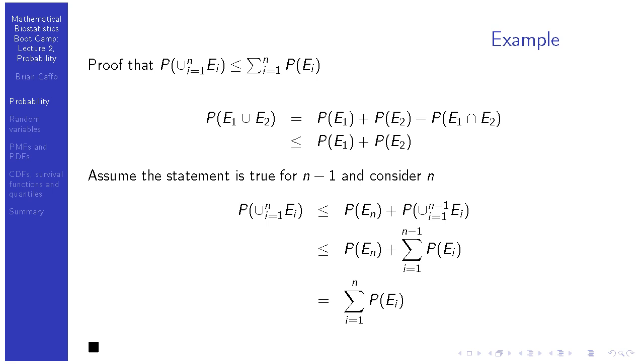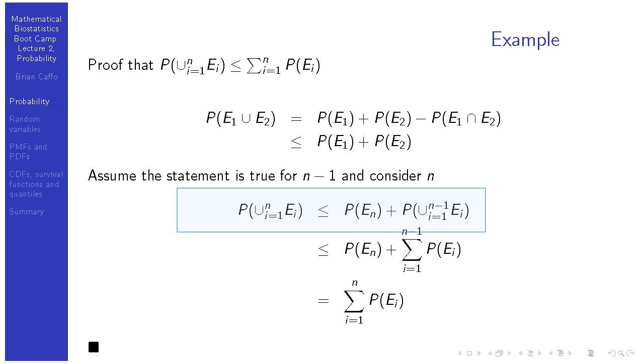Now let's assume the result is true when we have n minus 1 events, and let's consider n events. We want to demonstrate that the probability of the union of the Ei is less than or equal to the sum of the probabilities. So let's write out the union of the Ei as En union the union of the rest of them. The union of the rest of them, i equals 1 to n minus 1, is a single set. That's just 2 sets, En and the union of the remainder. We already worked it out for 2 sets. So we can say that the probability of the union E1 to En is less than or equal to the probability of En plus the probability of the remainder.